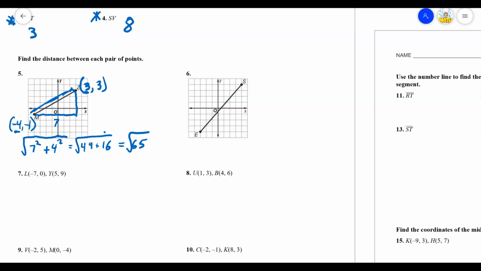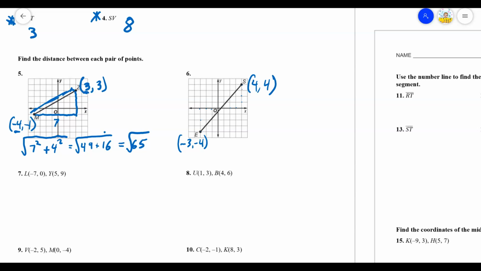Okay, now let's go from E to S. 1, 2, 3, 1, 2, 3, 4. So E is at negative 3, negative 4. And then where is S? 1, 2, 3, 4. 1, 2, 3, 4. He's at 4, 4. Okay, let me just double check those. 1, 2, 3. Yep. Negative 3, negative 4, 4, 4.